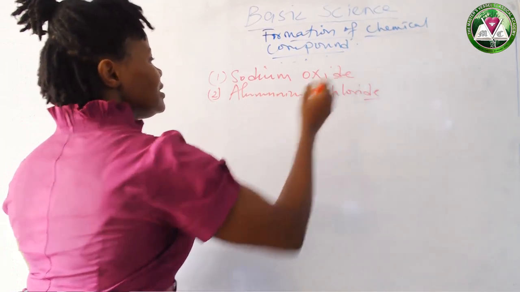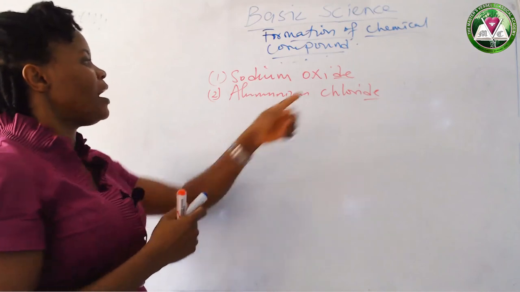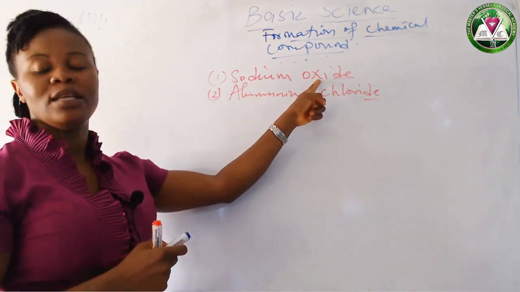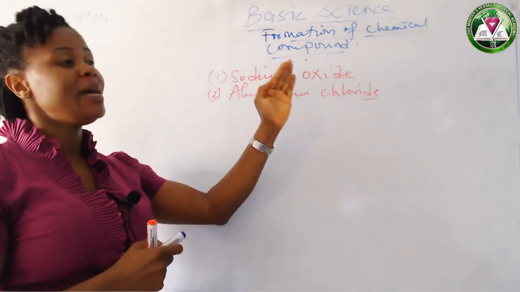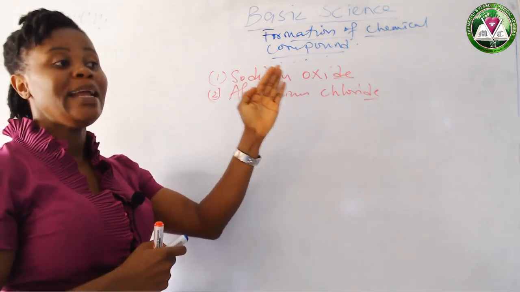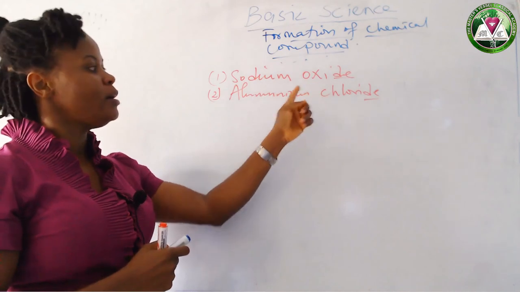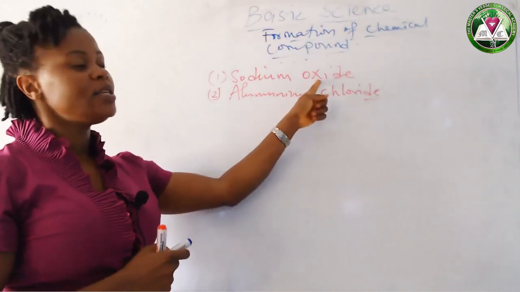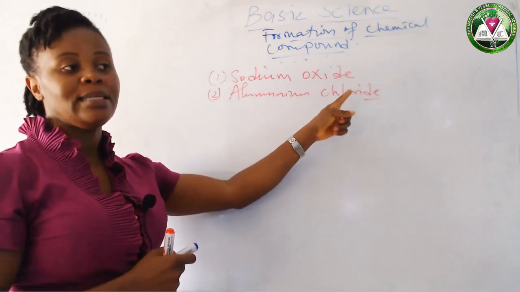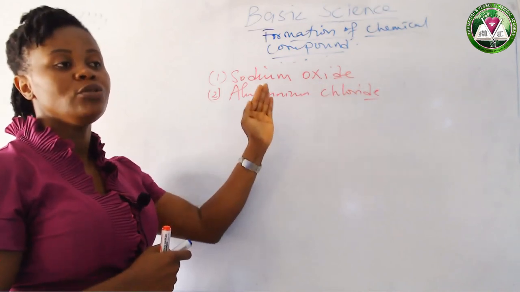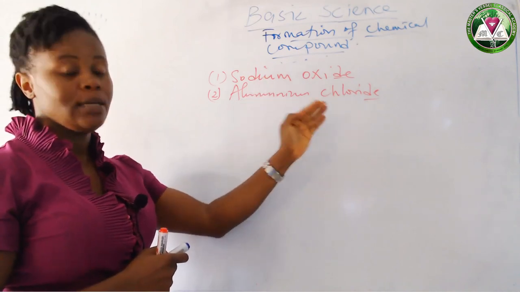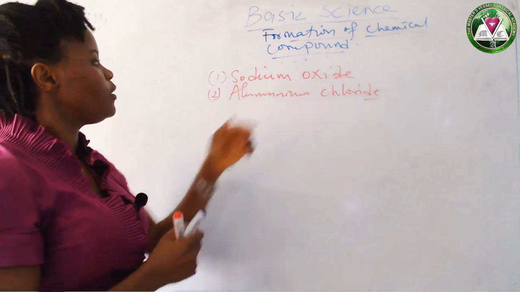Some of you may be asking, Auntie, why is it that we are having I? Now, when these metals combine with the non-metals, the non-metals automatically, their ending changes to I. Like chlorine will change to chloride. Oxygen will change to oxide. Nitrogen will change to nitride. Sulfur will change to sulfide. Is that okay? So let's try the structure of this.